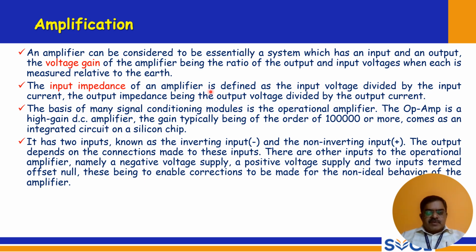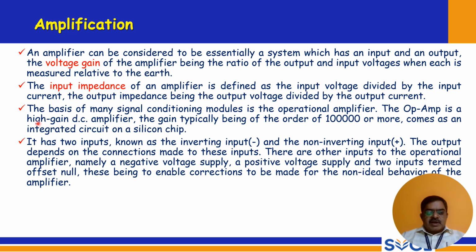The input impedance of an amplifier is defined as the input voltage divided by the input current. So that is input impedance. The output impedance is the output voltage divided by the output current. So voltage by current is normally impedance, and the basis of many signal conditioning modules is the operational amplifier. So this is the main unit, and without this there is no signal conditioning itself. The main unit in any signal conditioning unit is the op-amp, operational amplifier.